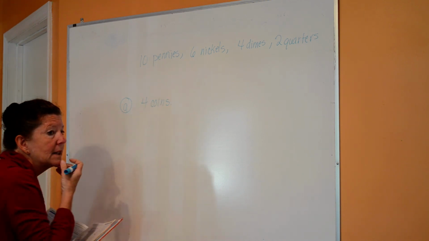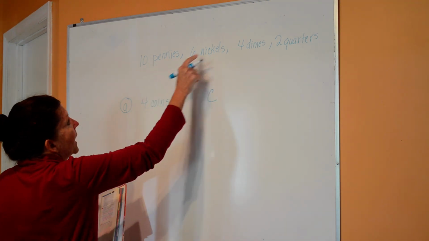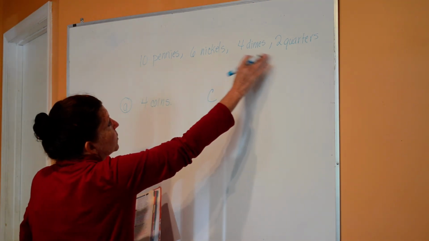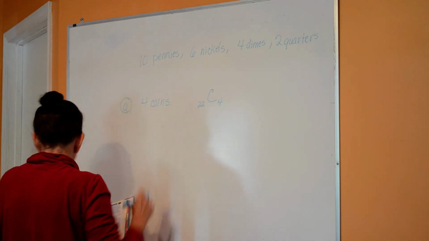Okay, now that's going to be my total. That's the number of ways. So this is the combination. I need to find out how many I have. Let's see, that would be 20, 22. So it would be 22 things taken 4 at a time.